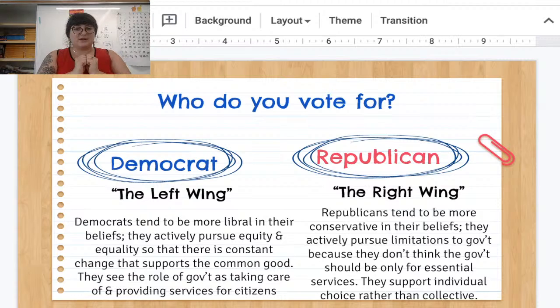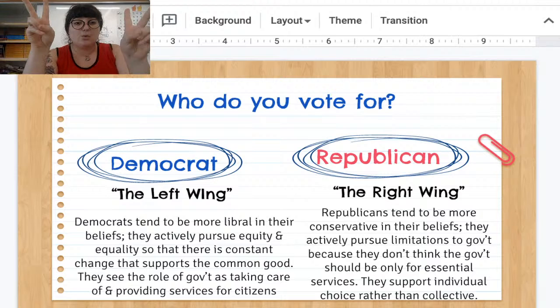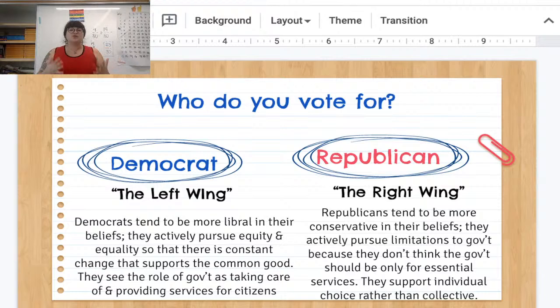Before we go into that route, let's take a look at what makes Democrats Democrats and what makes Republicans Republicans. Democrats are known as being the left wing or leftist. This means that they are more liberal in their beliefs. Liberal meaning that they actively pursue equity and equality, right? They're constantly trying to find what is good for everyone.